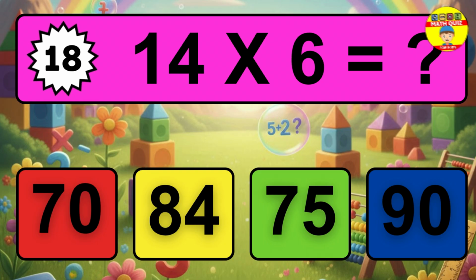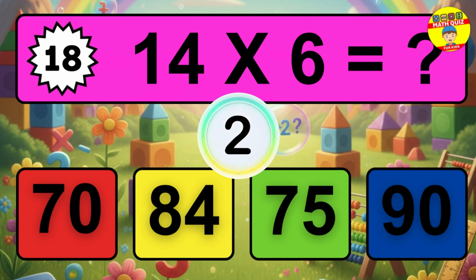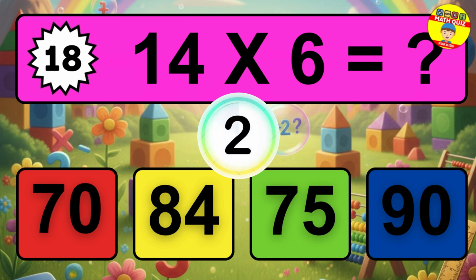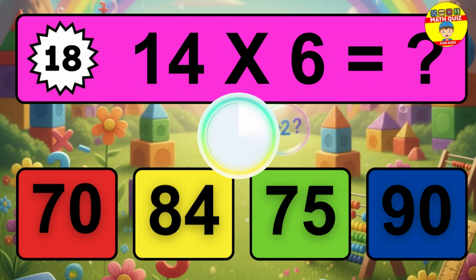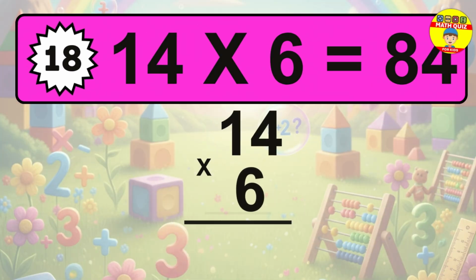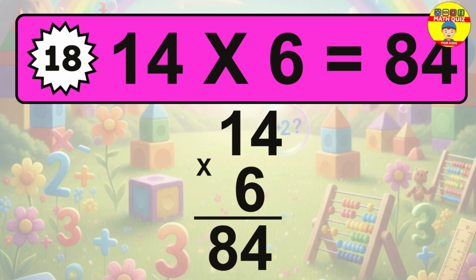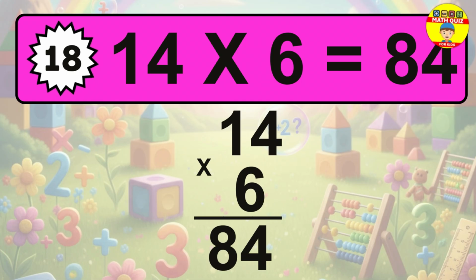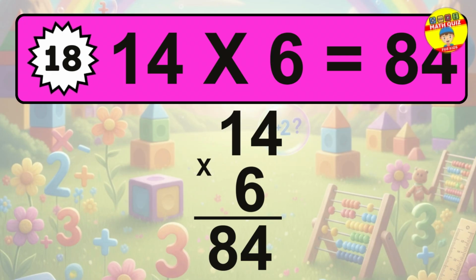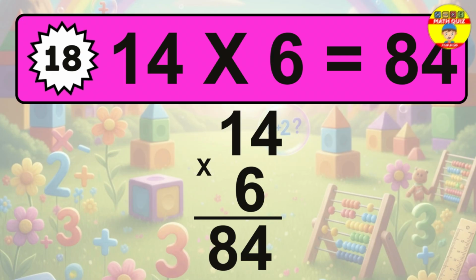Question 18. 14 times 6 equals what? So the answer is 14 times 6 is 84. To calculate, we have 14 groups with 6 balls each one. So how many balls do we have? 84 balls.